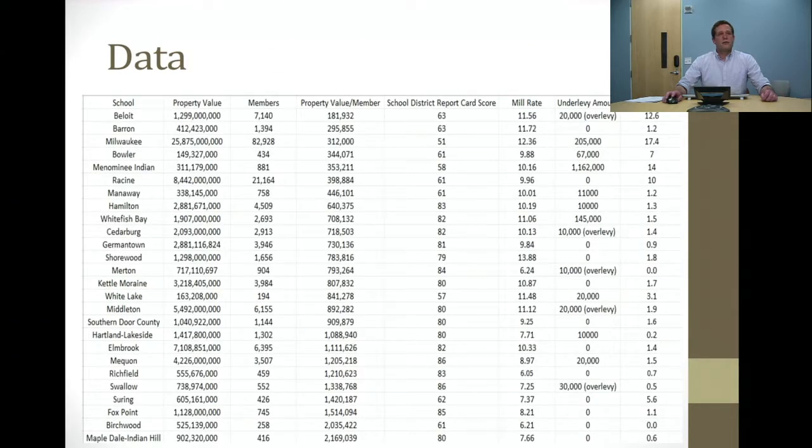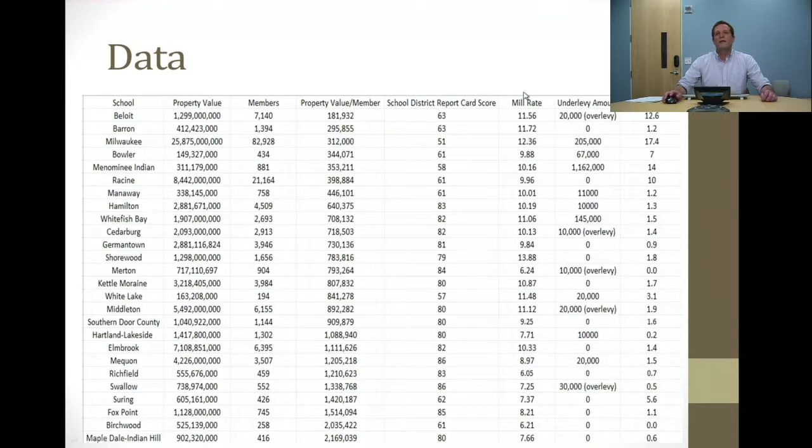This is the data on the schools that I collected. Again, I looked at property value of the entire district. I looked at the number of members in each district, the property value per member, and the school district report card score. I also looked at all of the schools' mill rates to see if there was anything interesting, anything worth exploring there.